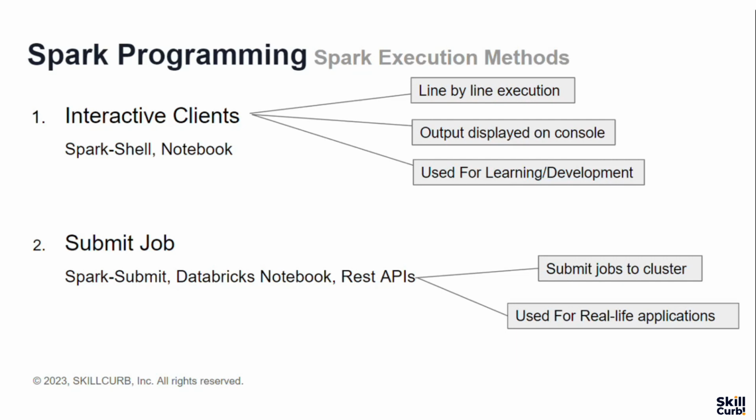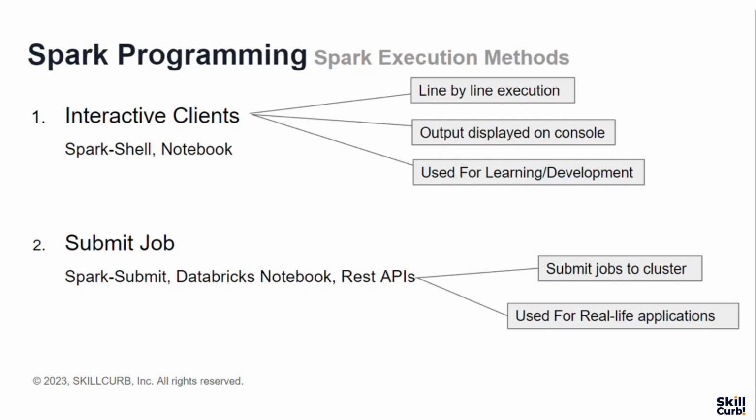On the other hand, the submit job method is used for production use cases. Apache Spark comes with the Spark Submit utility, which allows you to submit your jobs to the cluster. In future videos, I'll show you how to use Spark Submit and various options offered by the tool. So the submit job includes Spark Submit, DataBricks notebooks, and REST APIs. So you got the answer to the main question: how to execute Spark programs.